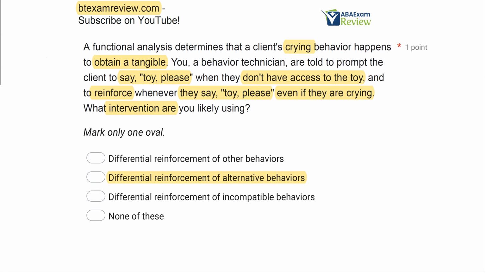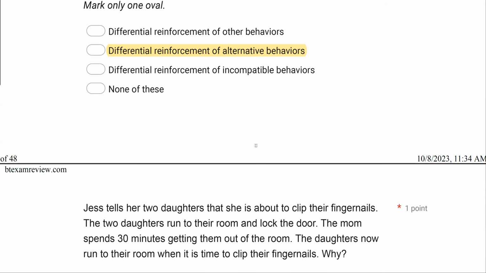Differential reinforcement, once you start to break it down like that, becomes very, very simple. And differential reinforcement is an invaluable tool for you as a technician. It's as important to know as our consequences like reinforcement, punishment, and extinction. You have to know differential reinforcement.